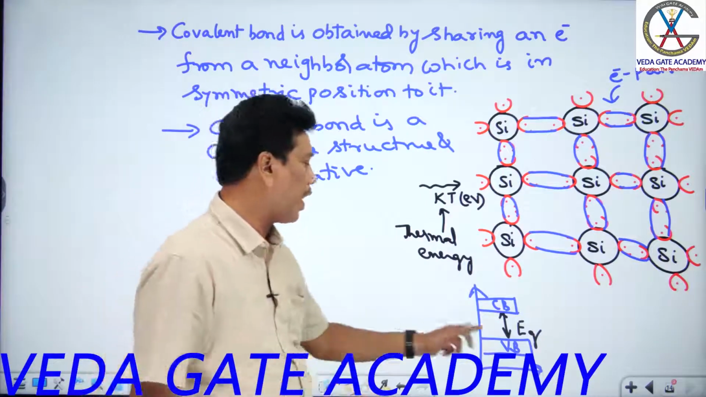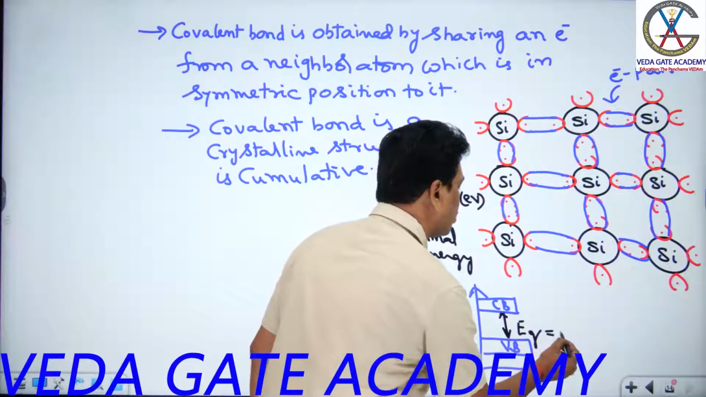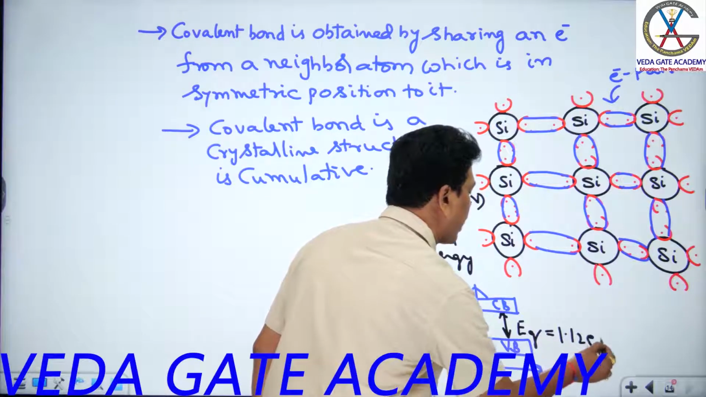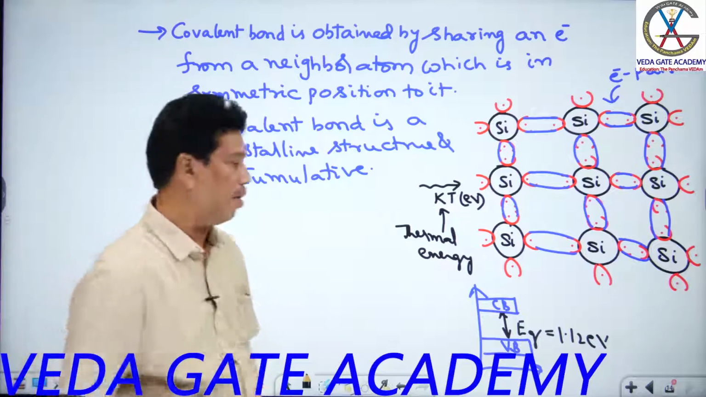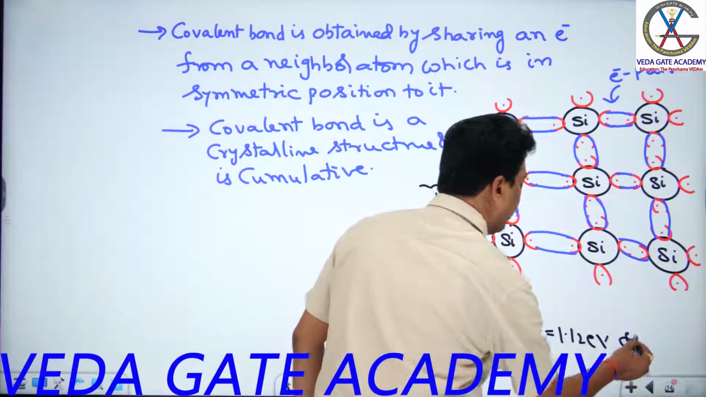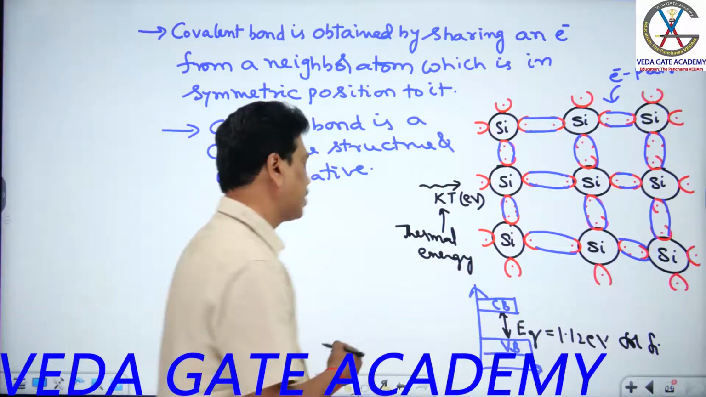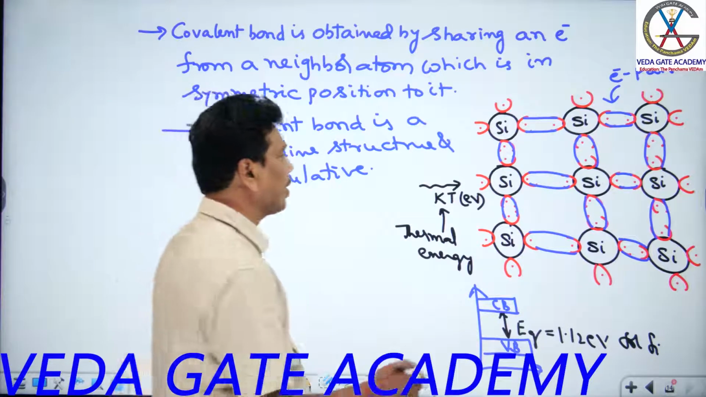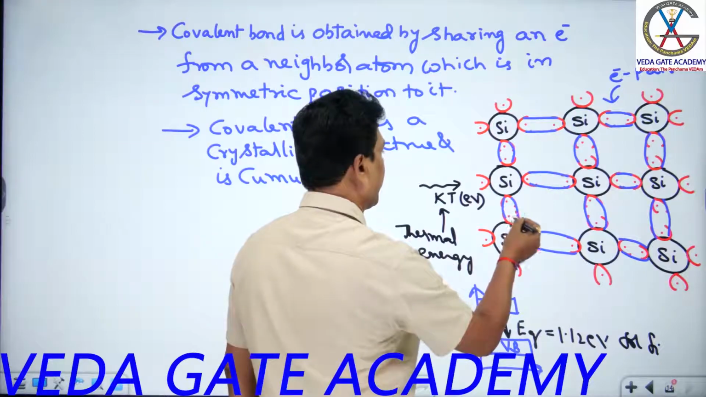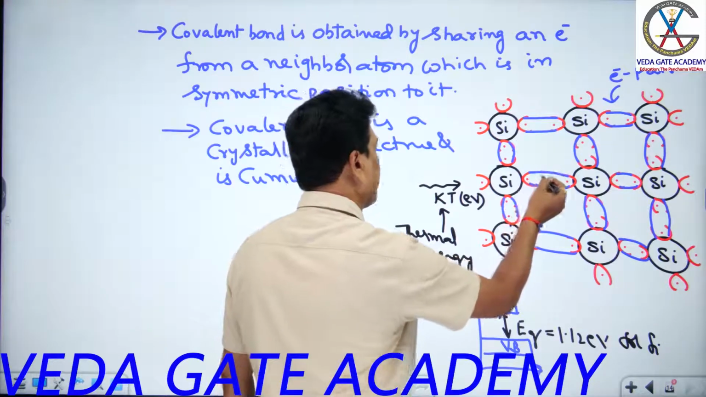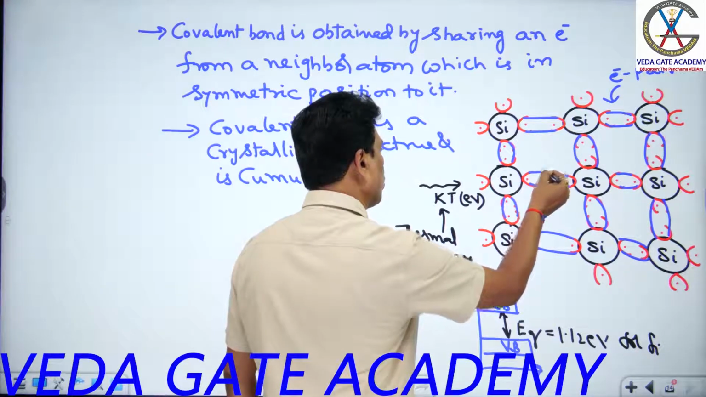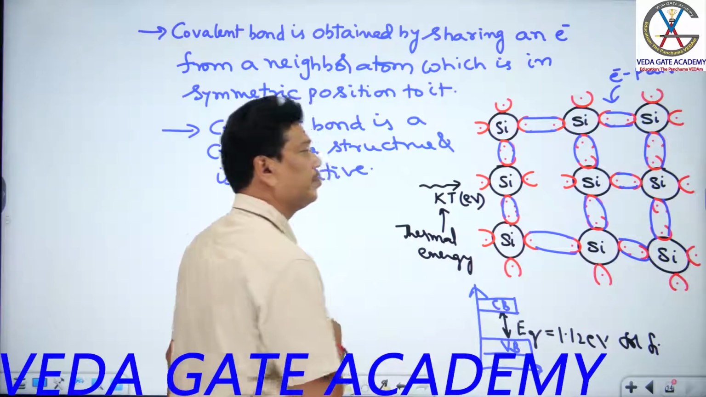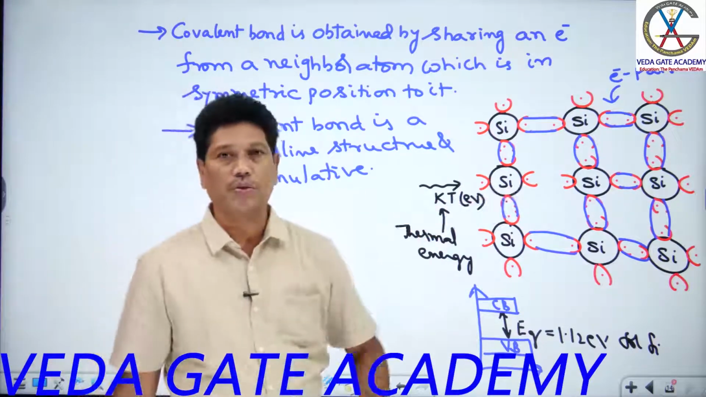That required energy equals the energy gap. That energy gap equals how much? 1.12 electron volt, I told you, for silicon. 1.12 electron volt for a silicon crystal. Suppose I take an example, students. Among this covalent bond structure, one of the covalent bonds gets the required energy. I assume this is the covalent bond that got the required energy, so it can break up.